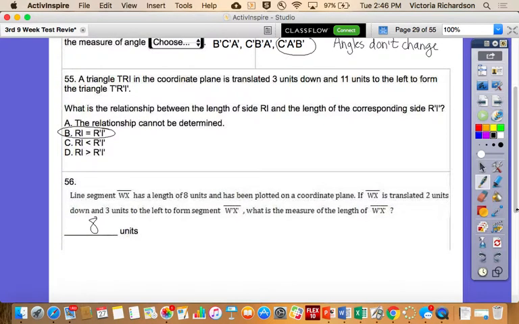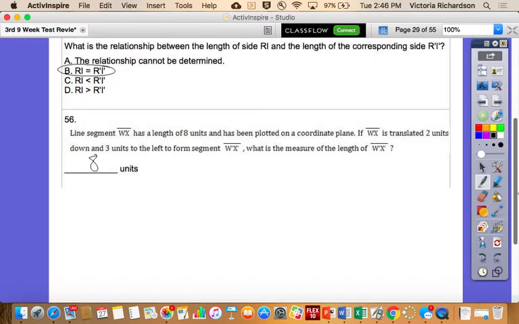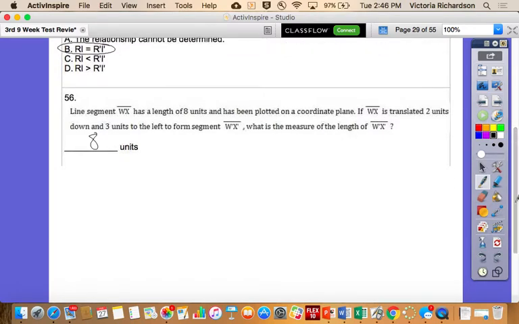Number 55, triangle TRI is translated 3 units down and 11 units to the left. And so it says, what is the relationship between the length of side RI and the length of the corresponding side R prime, I prime? They're going to be equal because we didn't have any kind of a dilation, so they're going to be exactly the same. So the answer is B. 56. A line segment WX has a length of 8 units and has been plotted on the coordinate plane. If it's translated 2 units down and 3 units to the left, W prime X prime is going to be exactly the same as what we started with because there was no dilation. So your answer is 8 units.